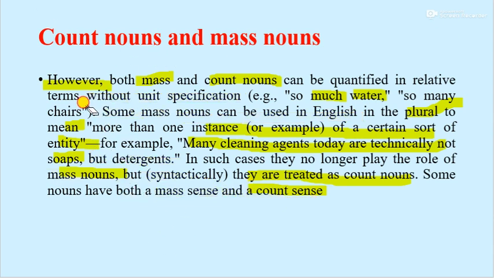So in this sense, we can say both mass and count nouns can be quantified in relative terms without unit specification. But at the end, we can say that some nouns have both a mass sense and a count sense. So this is all about count nouns and mass nouns.